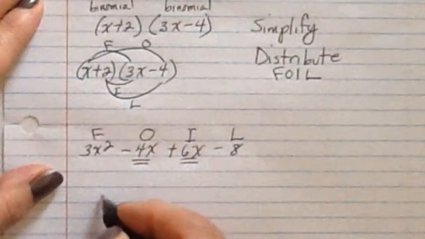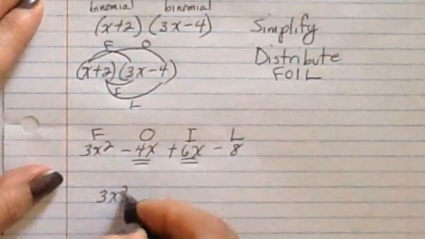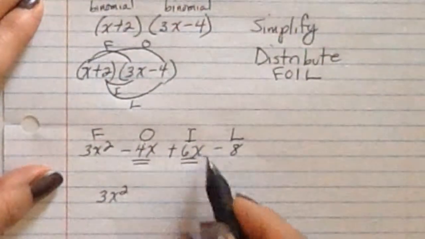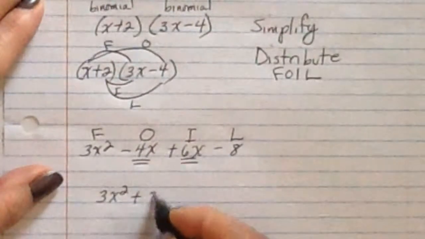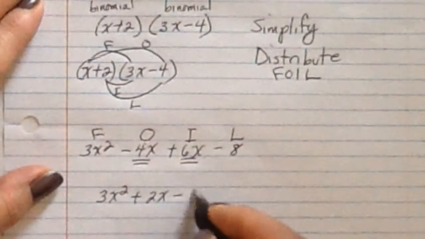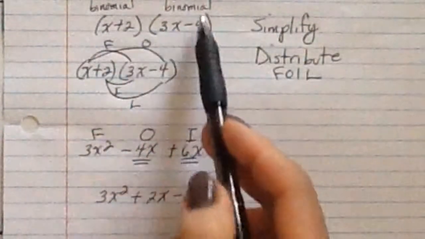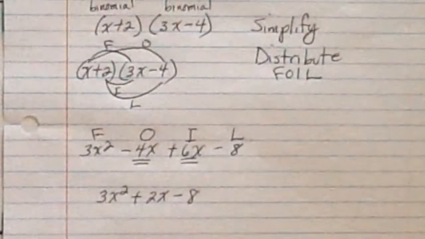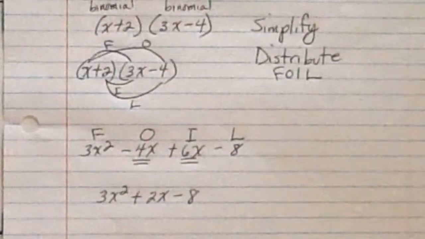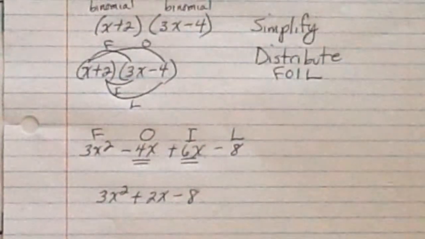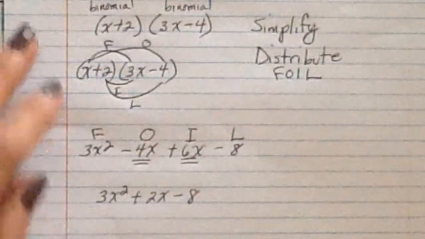I'm now going to combine those terms. 3x squared, negative 4x plus 6x is going to be plus 2x minus 8. All right, so I have simplified my binomial times my binomial into the expression 3x squared plus 2x minus 8. Let's look at one more example.